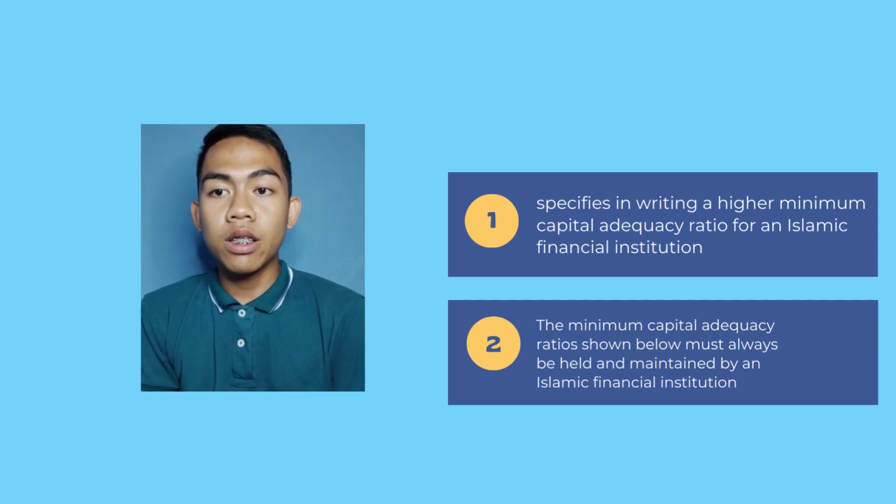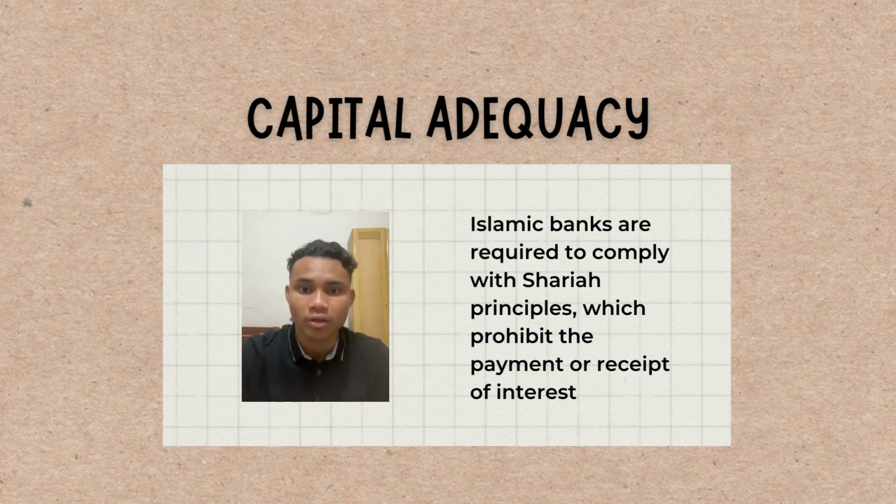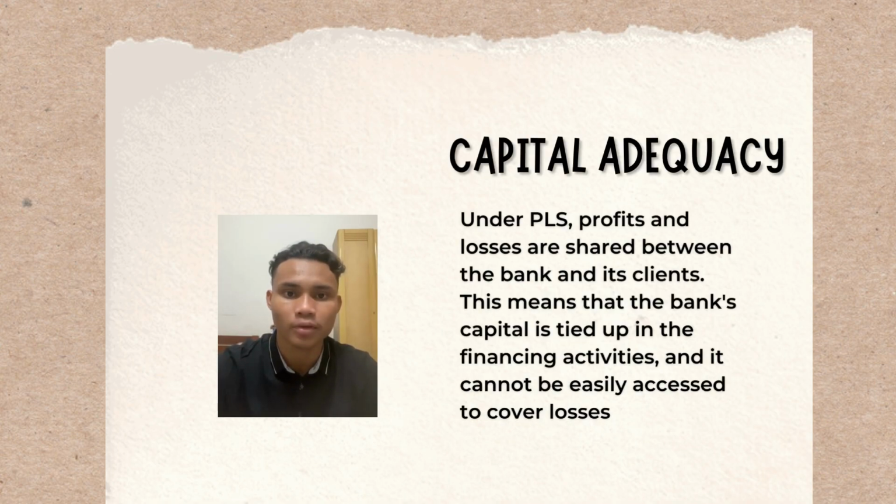The minimum capital adequacy ratio shown below must always be held and maintained by an Islamic financial institution. Islamic banks are required to comply with Sharia principles, which prohibit the payment or receipt of interest. As a result, the traditional Tier 1 and Tier 2 capital that is used in conventional banks cannot be used in Islamic banks. Instead, Islamic banks use a system of profit and loss sharing (PLS) for their financing activities. Under the PLS, profits and losses are shared between the bank and clients.